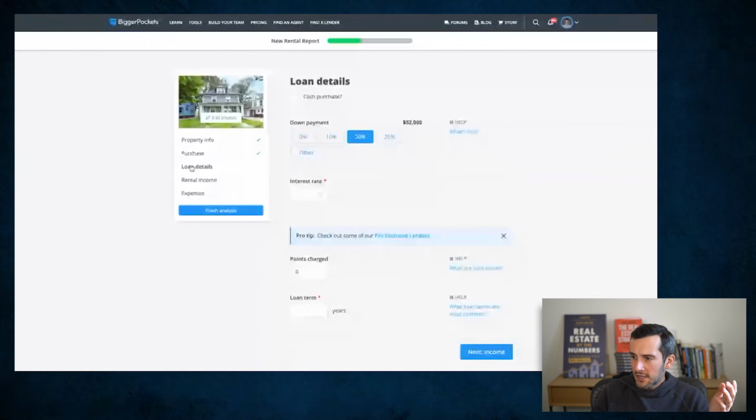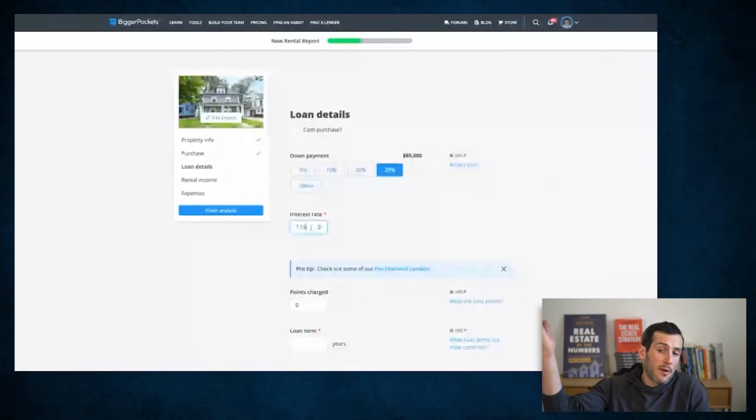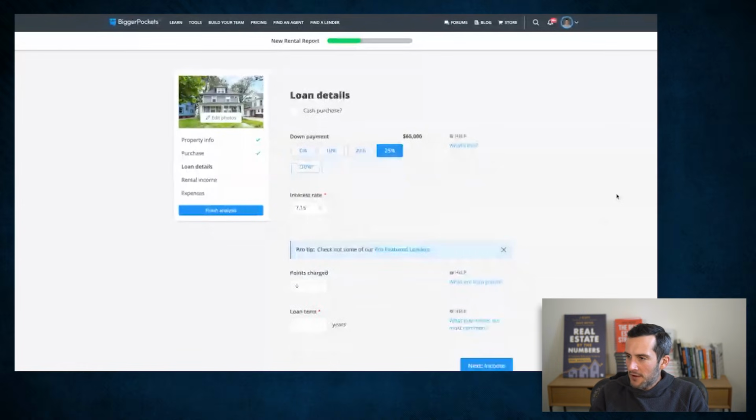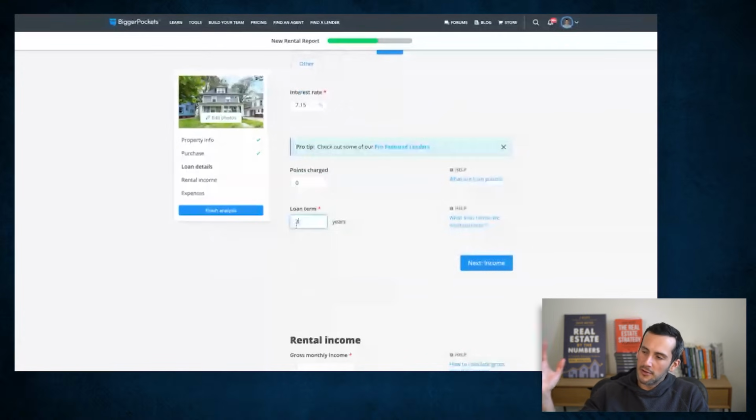For loan details, I'm going to put 25% down because I'm an investor and that's the most typical thing you put down as an investor. Interest rates as of this morning when I looked were about 7.15%. It'll probably be different by the time you're looking at this. Mortgage rates are super volatile right now, but this is from the website I use, called Mortgage News Daily. Super good website, you can check that out. Moving along, points charged is going to be 0 because I am not living in it. For loan term, I'm going to do the good old 30-year fixed rate mortgage, my personal favorite type of mortgage, because it is long-term and lowers my monthly payments so that I can earn more cash flow.